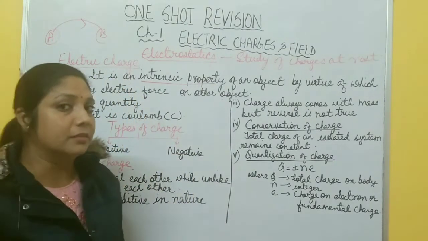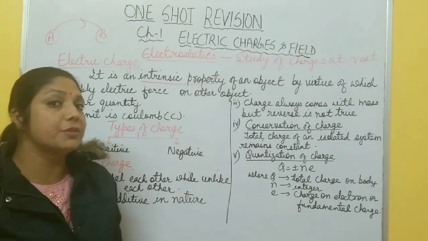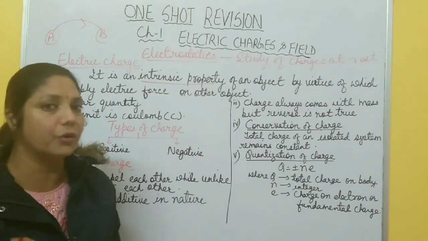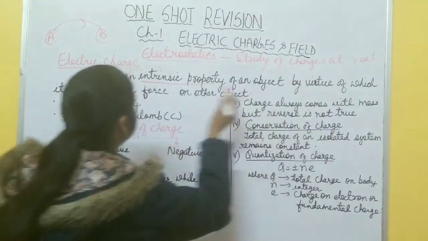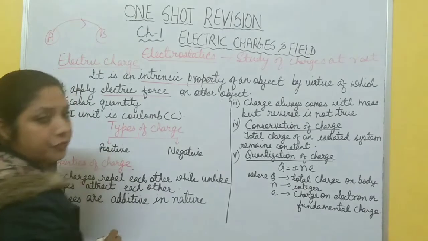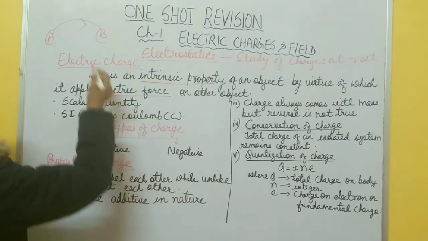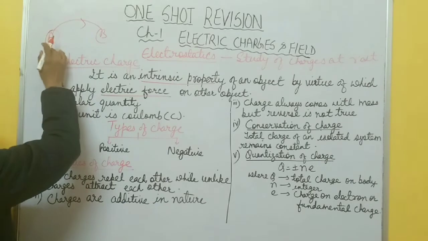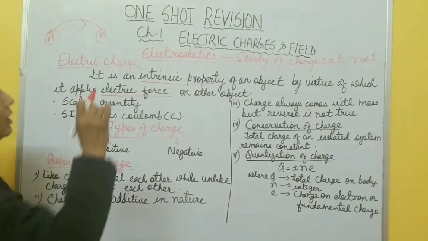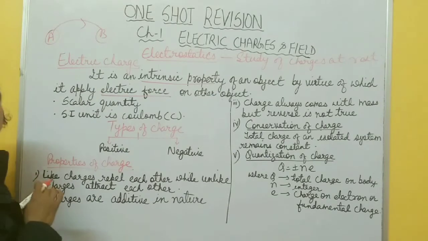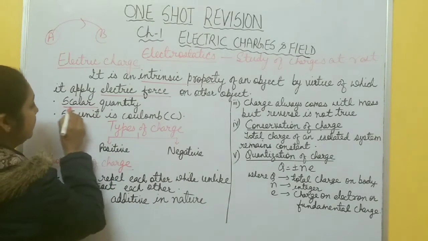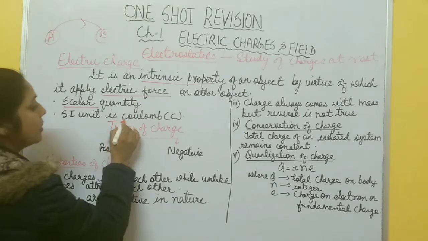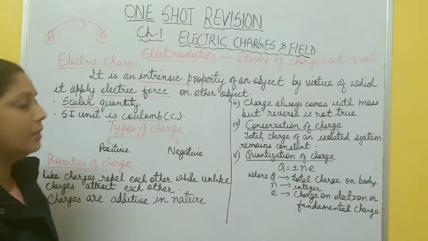Inside the atom, there are electrons, protons, neutrons. This is the property of that smallest particle, electron, proton, neutron, right? It is an intrinsic property of an object by virtue of which it applies electric force on any other object, right? Suppose this is one object and it has some property to apply force on any other object. This is called electric charge. Electric charge is a scalar quantity, right? And its SI unit is coulomb. It is denoted by capital C also.